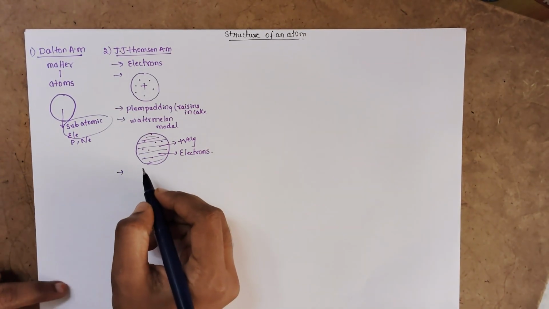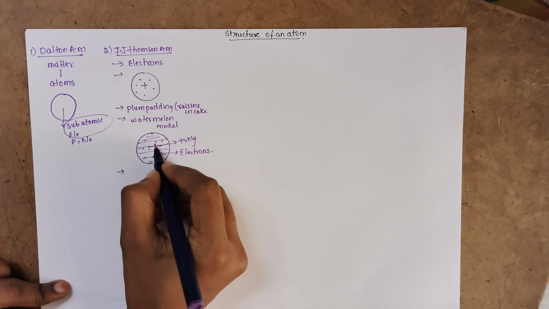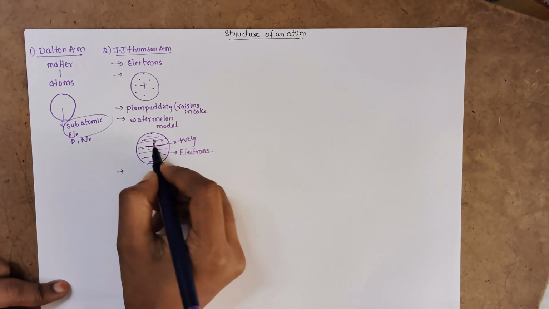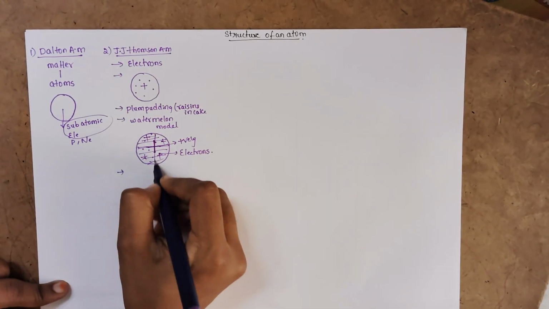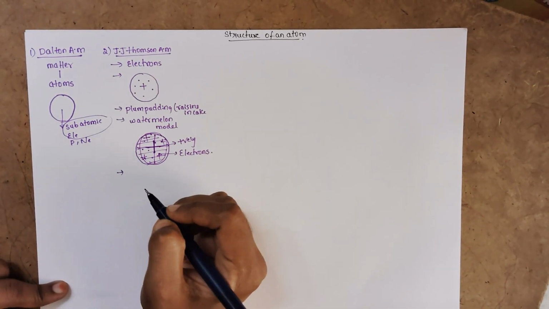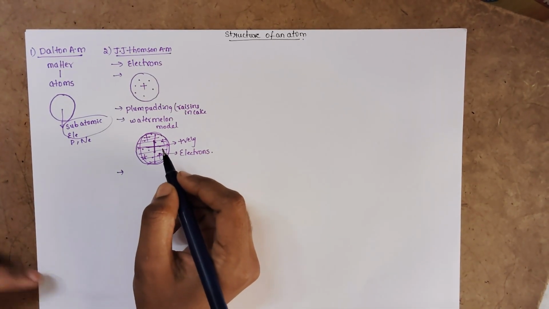The drawback here is he did not say where exactly this positive charge is concentrated, whether it is present here, here or somewhere else. He said that the complete red portion is positively charged. This was the drawback in the Thomson atomic model.